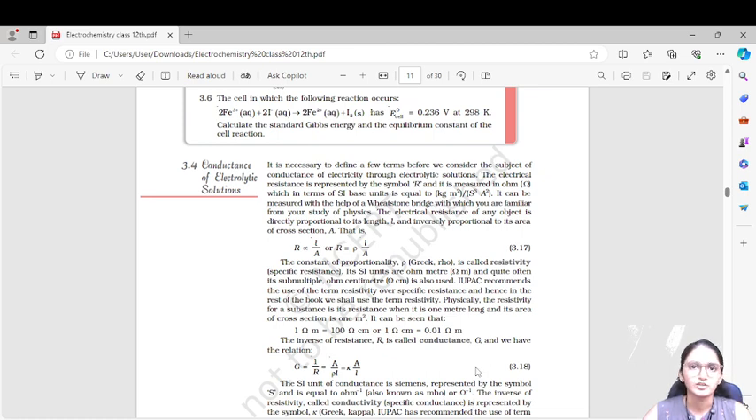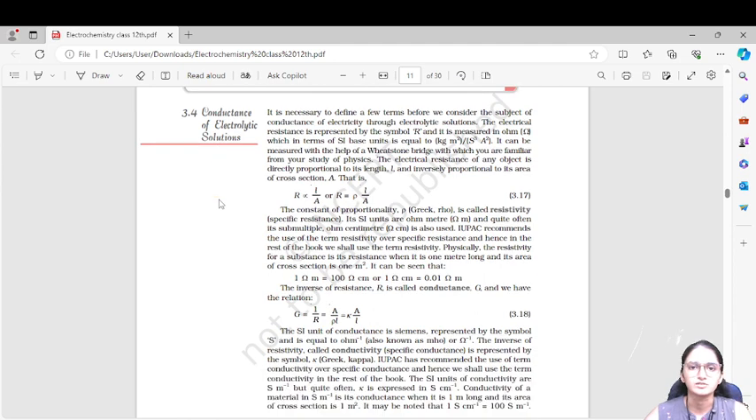So today I will continue with the electrochemistry chapter, which I had left in the last part. Let us start today with conductance and electrolytic solutions.